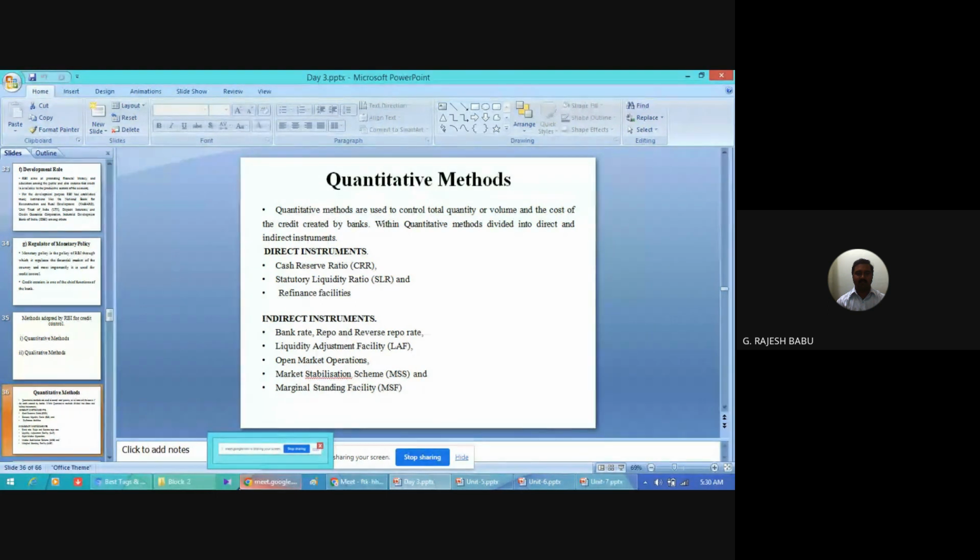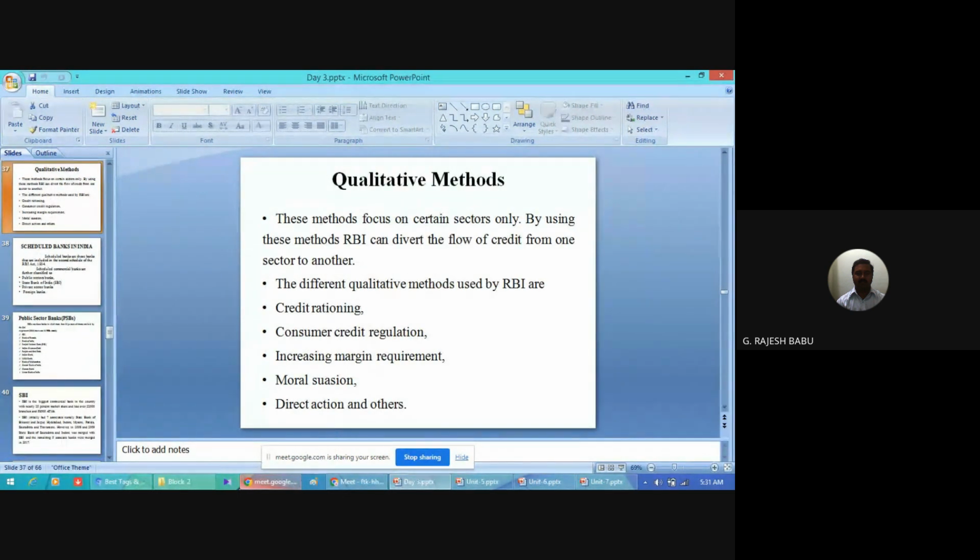These are the quantitative methods. Quantitative methods are divided into two. Direct quantitative methods are used to control the total quantity or volume and cost of credit created by banks. Direct instruments are cash reserve ratio, statutory liquidity ratio, and refinance facilities. Indirect instruments are bank rate, repo and reverse repo rate, liquidity adjustment facility, open market operations, market stabilization scheme, and marginal standing facility.